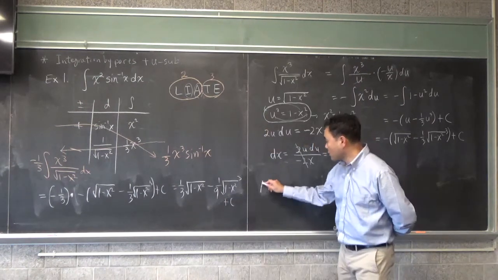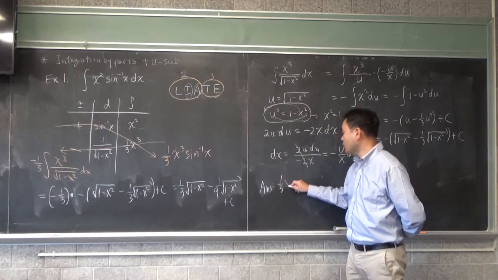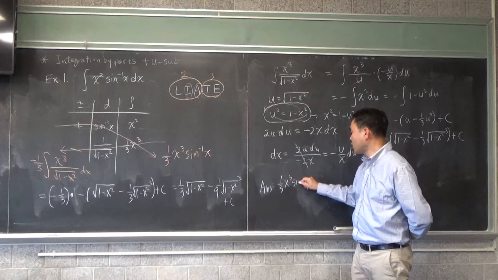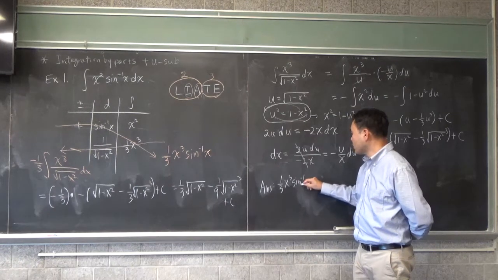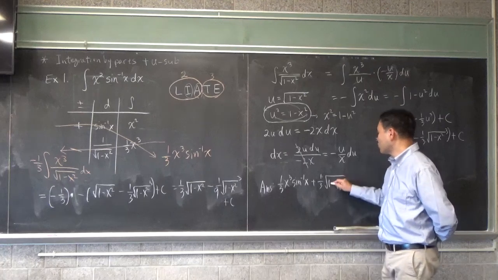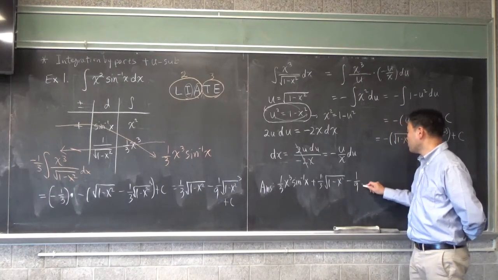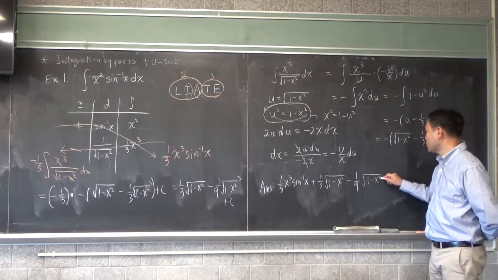So I'll just write the answer here. The answer is 1/3 x cubed sine inverse of x plus 1/3 square root of 1 minus x squared minus 1/9 square root of 1 minus x squared cubed.